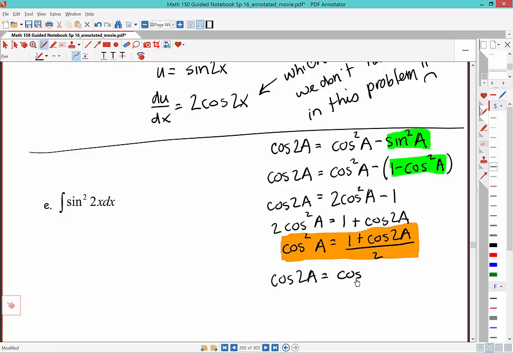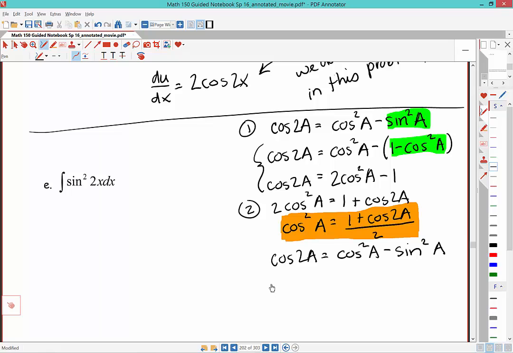So that's one formula that you learned in pre-calc. This was another formula you learned, and it comes from this stuff here, right? The third formula is when you plug in 1 minus sine squared of a into that cosine squared of a. So you would get cosine of 2a is 1 minus sine squared of a minus sine squared of a.